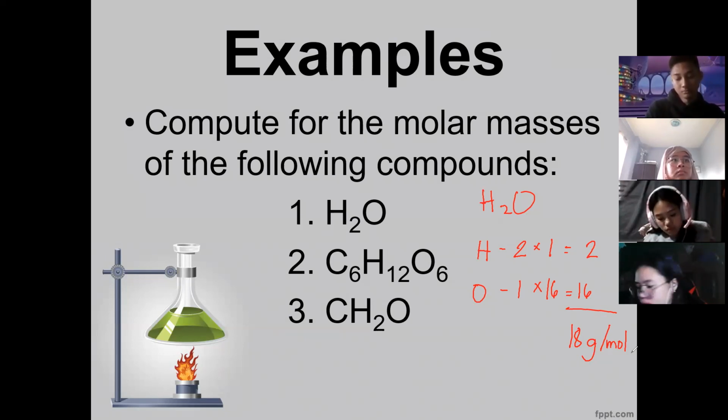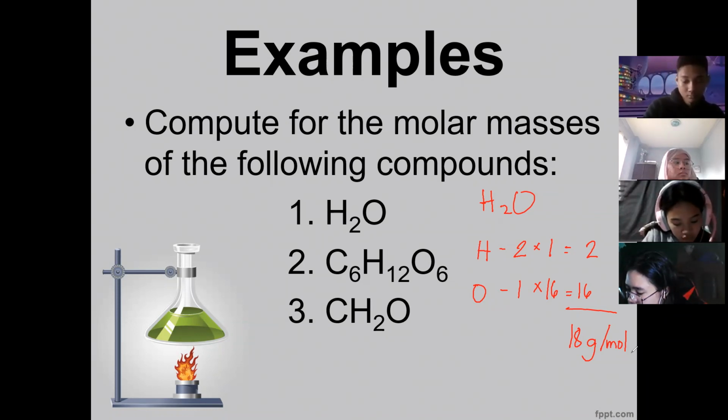That's the molar mass. Okay? Now, let us try the number 2 and number 3. Let's start first with the number 2. Can you please solve that in your paper there? C6H12O6, so let's just call this glucose or our physiological sugar or our blood sugar. That is the molecular formula. But let us try to solve for the molar mass. So meaning yan, how much grams of glucose is present in 1 mole.